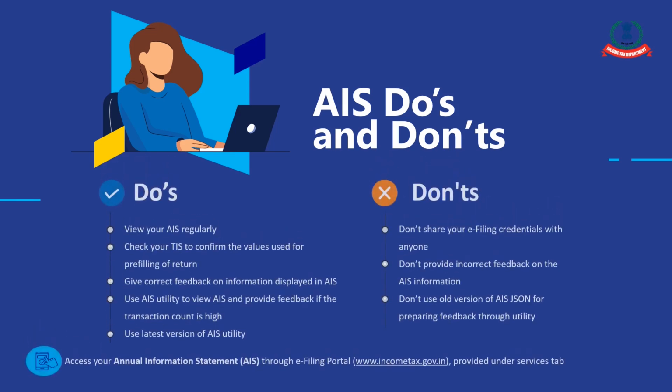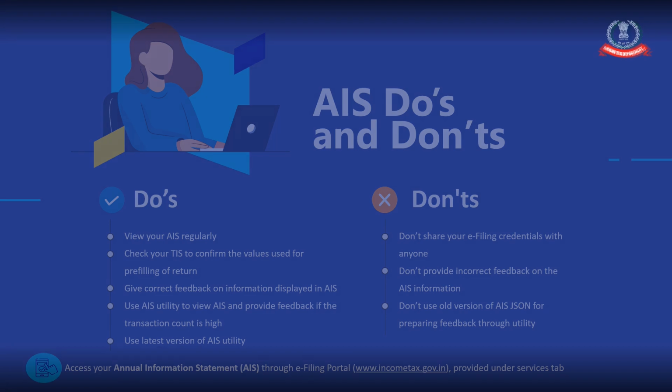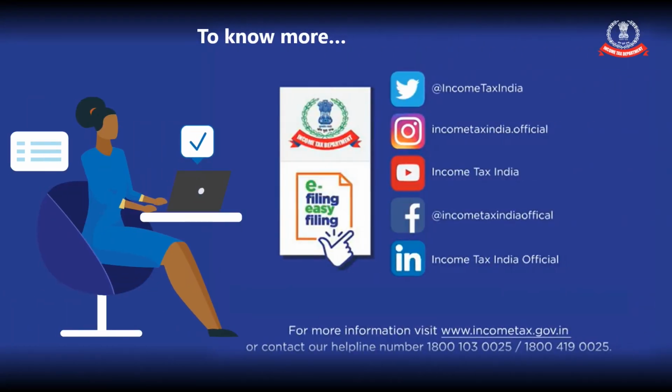You should view your AIS regularly. Check your tax information statement to confirm the values used for pre-filling of return. Give correct feedback only if applicable on information displayed in AIS. Use the AIS utility to view AIS and provide feedback if the transaction count is high, and use the latest version of the AIS utility. At the same time, please do not share your e-filing credentials with anyone. Do not provide incorrect feedback on AIS information, and don't use an old version of AIS JSON for preparing feedback through the utility. For further details, you can always connect with us and visit www.incometax.gov.in.